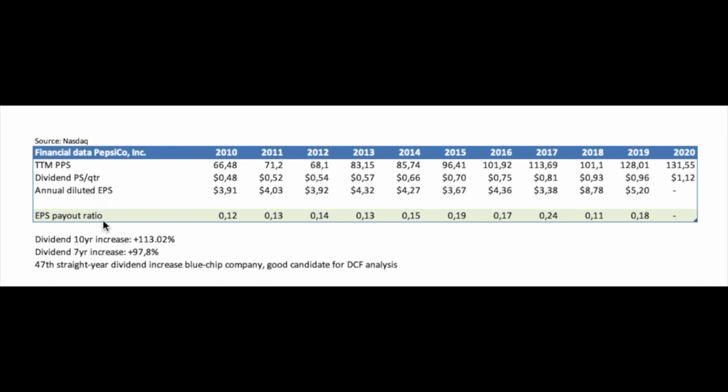And a bit below here, we can also see their earnings per share payout ratio, and that's basically how much of their diluted EPS they pay out as a dividend. And we can see here that it's around 10 to 20% in that range somewhere for the most part of the years.